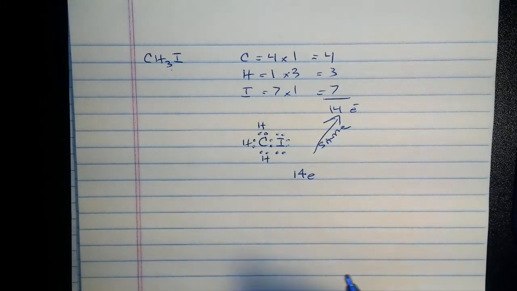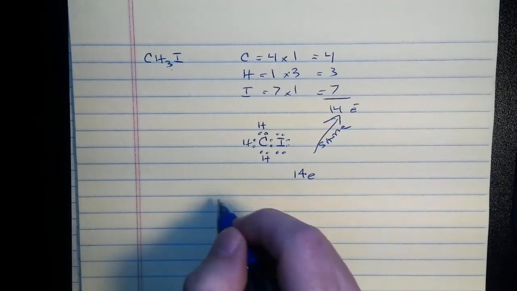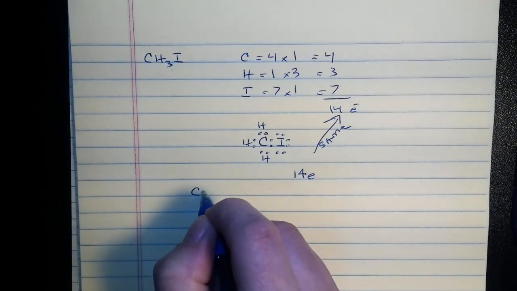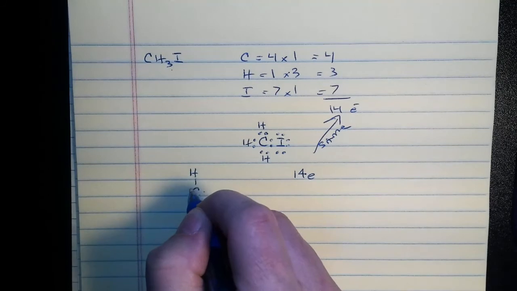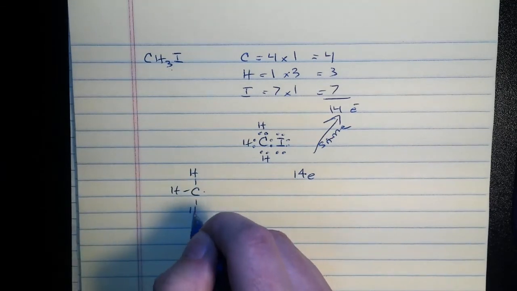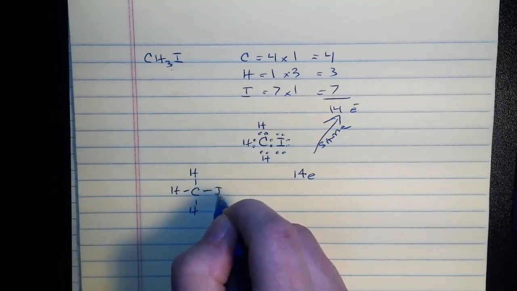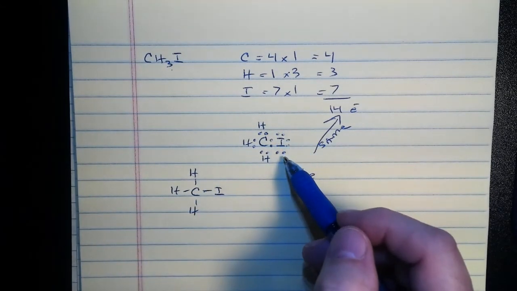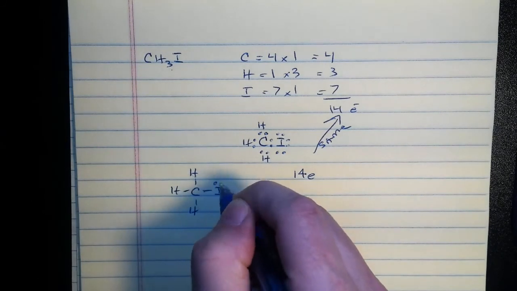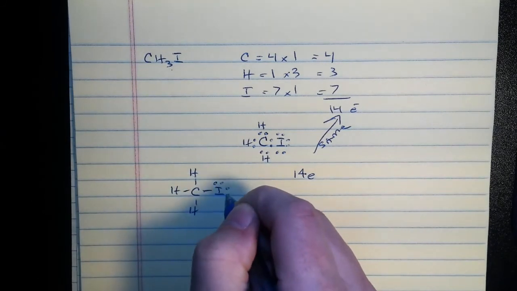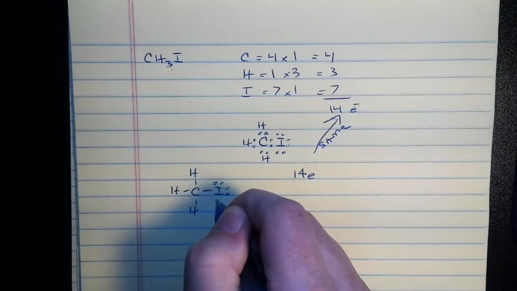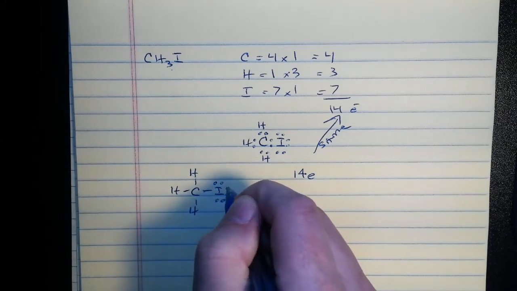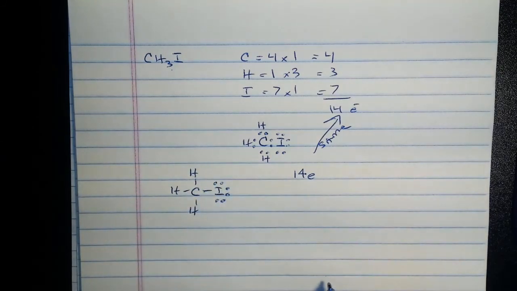And let's put it in our final format here. So we have carbon with a single bond to hydrogen, hydrogen, and hydrogen, and iodine. But these unshared pairs, you have to put the dots out just like this to show them. Like that. And that'll be the final form of this compound, CH3I.